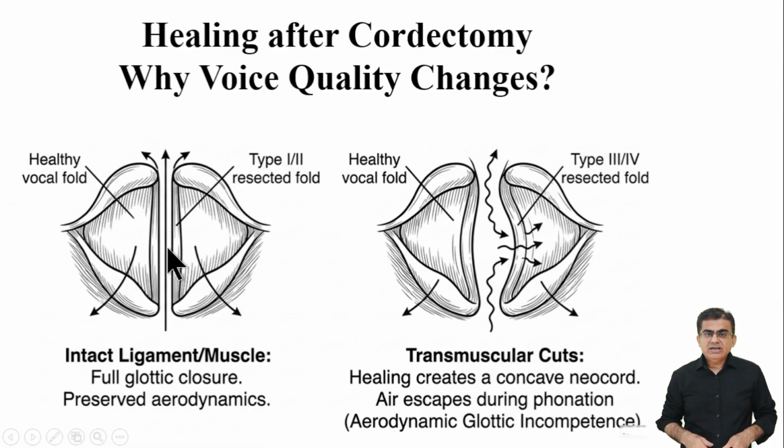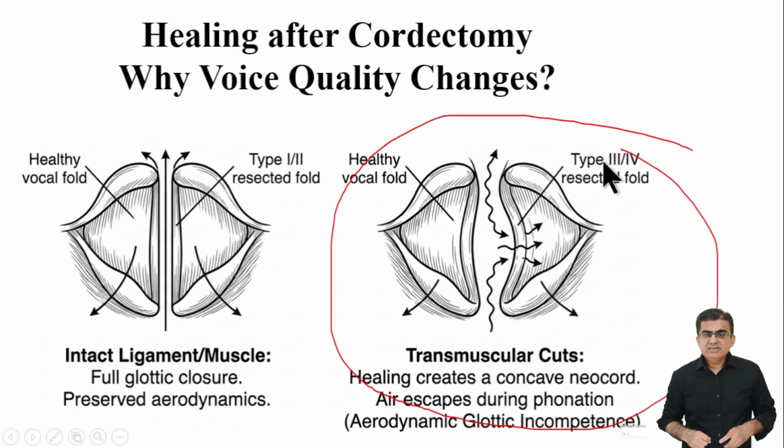Now look at the diagram on the right side. This is what happens after a deeper type 3 or type 4 transmuscular cut. Because we excise the structural bulk of the true vocal fold, it heals abnormally. The tissue heals into a permanent bowing shape, which we call a concave neochord.